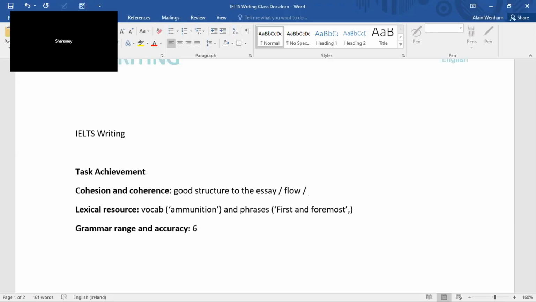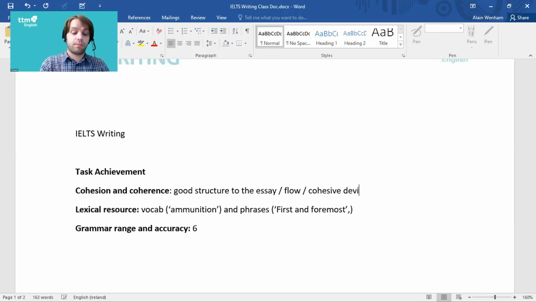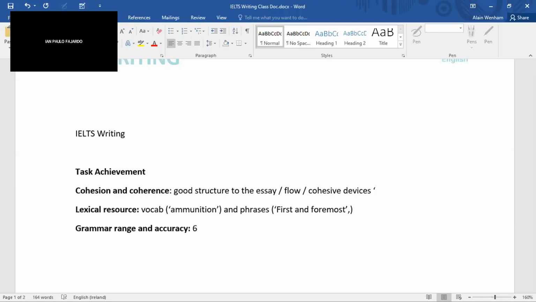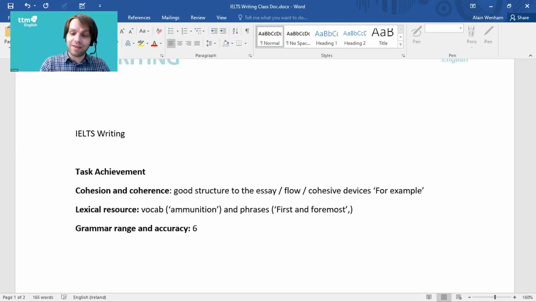Ian? Usage of cohesive devices. Cohesive devices like? Give me an example. For example. Right, I like it. Yeah, good, clever. Right, so little phrases that help your essay to focus together.